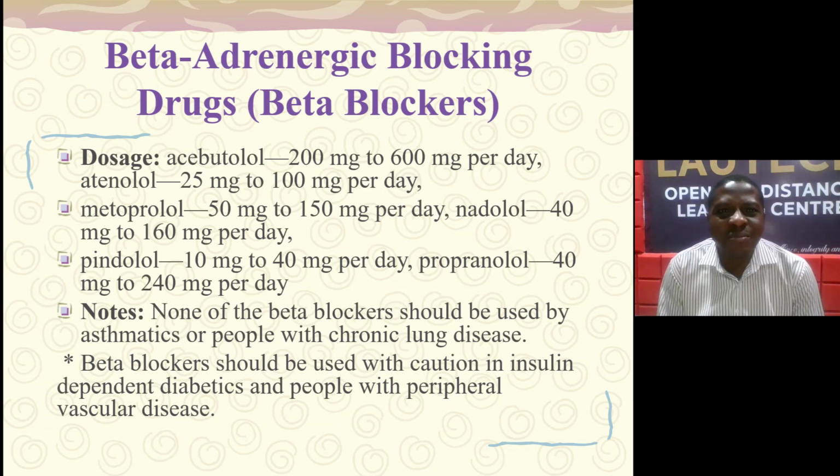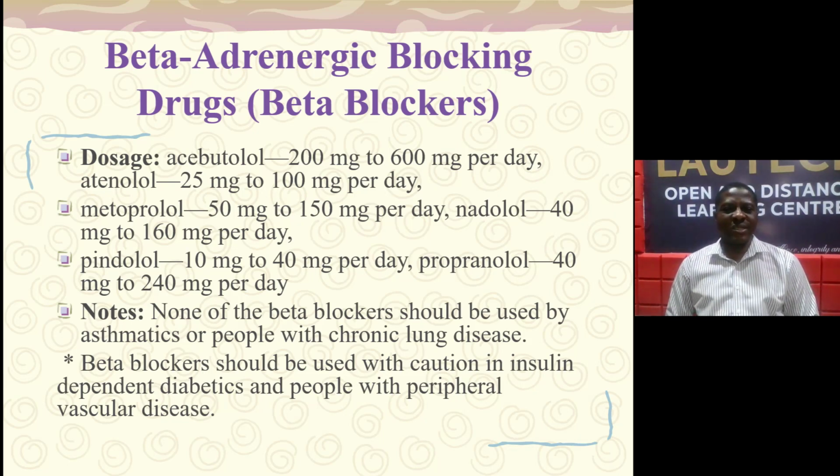Still on the beta adrenergic blocking drugs, the dosage of acebutolol is 200 milligrams to 600 milligrams per day. Atenolol is 25 milligrams to 100 milligrams per day. Metoprolol, 50 to 150 milligrams per day. Nadolol, 40 to 160 milligrams per day. Pindolol, 10 to 40 milligrams per day. While propranolol is 40 to 240 milligrams per day. Note, none of the beta blockers should be used by asthmatics or people with chronic lung disease.